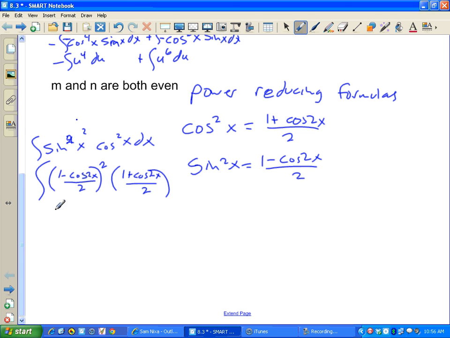I'm going to square this out, so I'd get 1 minus 2 cosine 2x plus cosine squared 2x. That all would be over 4, but I'm just going to pull the 1/4 out to the front. Then this would all be multiplied by this guy. I'm going to pull this 2 out, so that makes this an 8, and this is 1 plus cosine 2x.